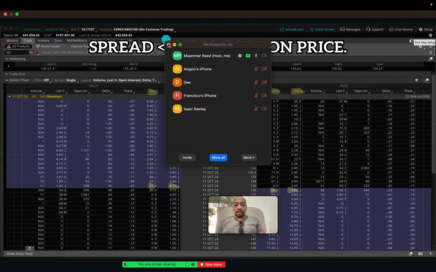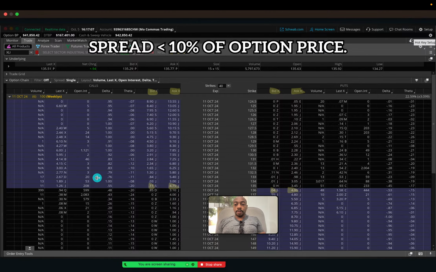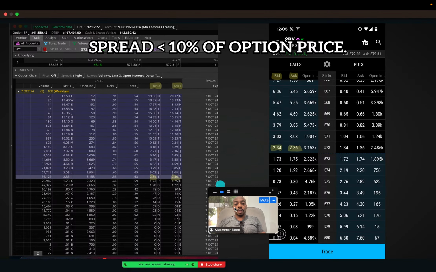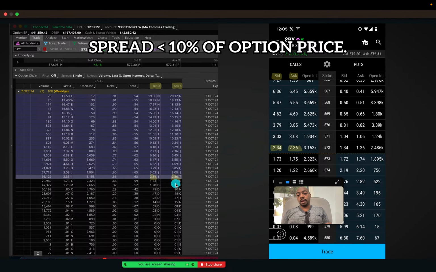All right. So let me go back. Here we go. So when we're talking about the spread, you wanted to see it be less. In this case, 10% of $2.36 would be 23 cents approximately, 23, 24 cents. So you want to see a spread that is less than that, right? So this spread is 2 cents.